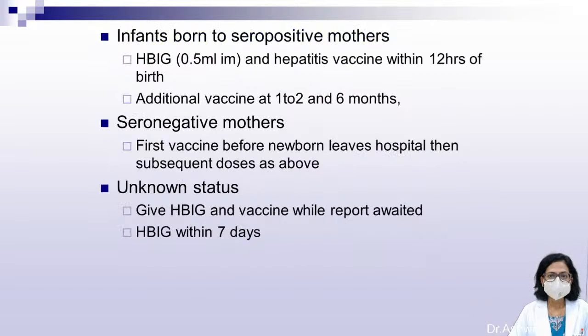So infants born to seropositive mothers should receive immunoglobulin within 12 hours of birth and the vaccine first dose at birth to prevent the risk of transmission to the baby, and then additional vaccine at 1 to 2 months and 6 months. For seronegative mothers, only hepatitis B vaccine is required. If the status is unknown, we can give immunoglobulin if we think the risk is high.